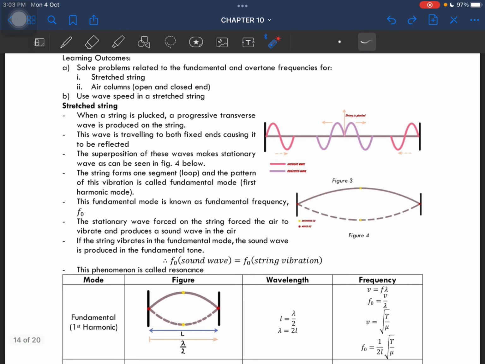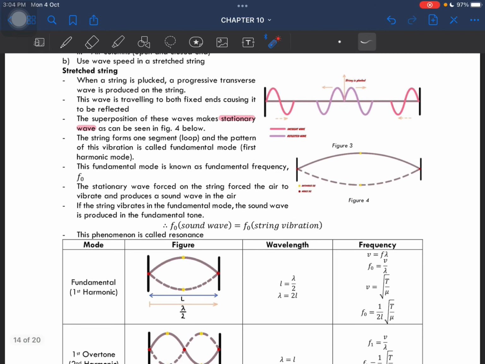Okay, so this progressive transverse wave is produced when this string is plucked. When this string is plucked, the wave will be traveling to both of these fixed ends here, causing it to be reflected back. When it is reflected back and meets up at a point, there will be a superposition of these waves. This superposition of waves, for example when it occurs here, will cause the formation of stationary waves, as can be seen here.